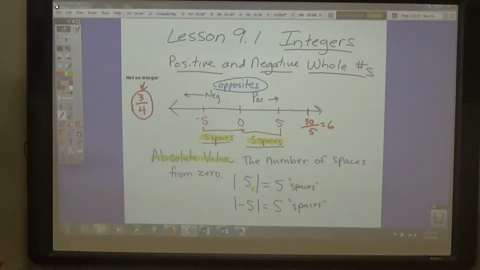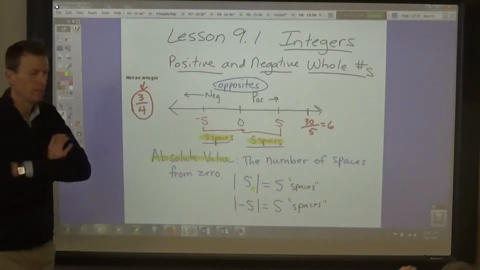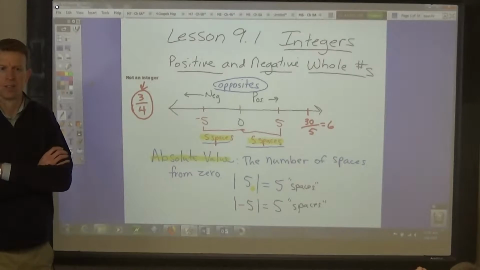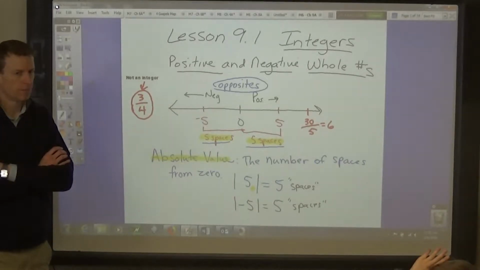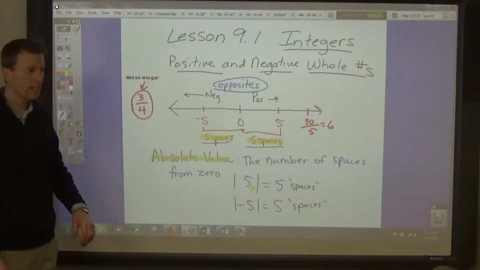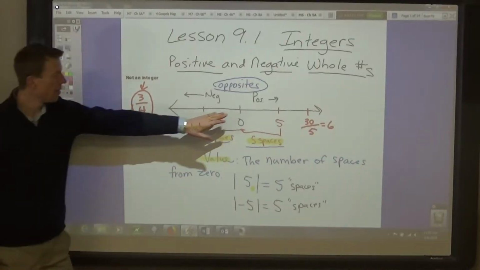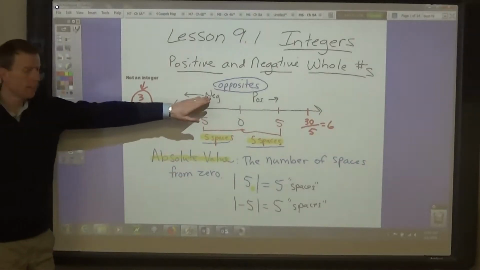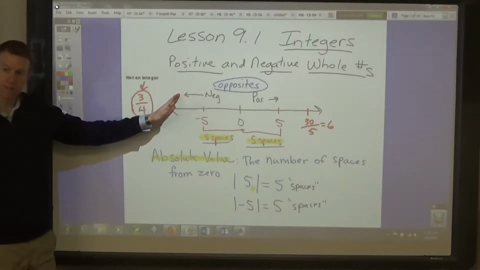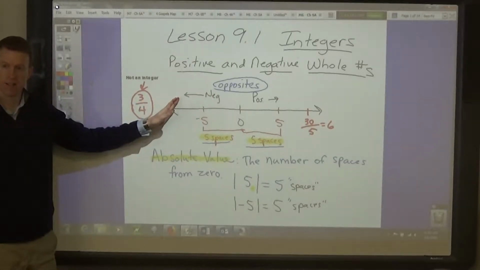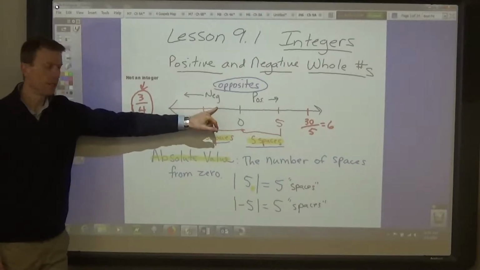Which temperature is colder? Raiden? -7. -7 is colder than -3. On a number line, we would say that that temperature is further to the left, or it's less than -3 degrees.